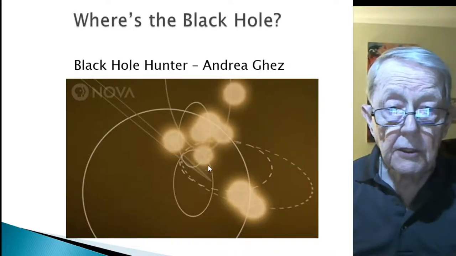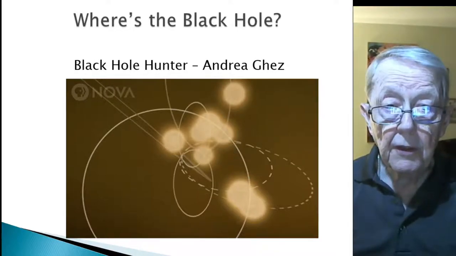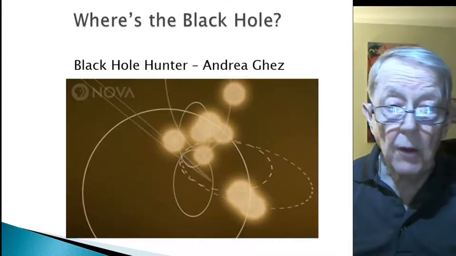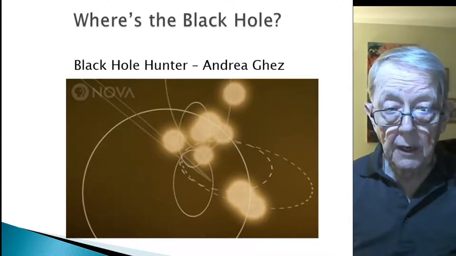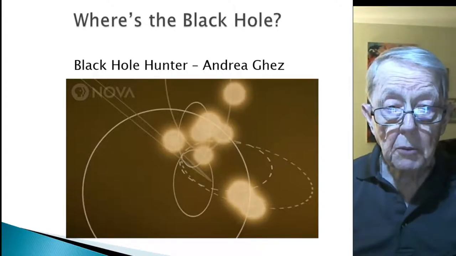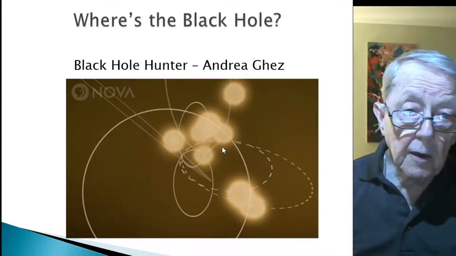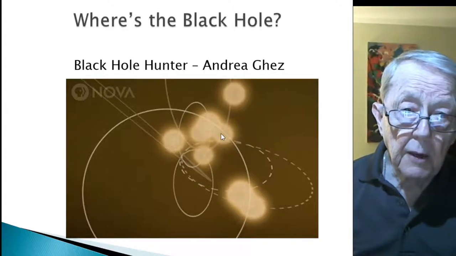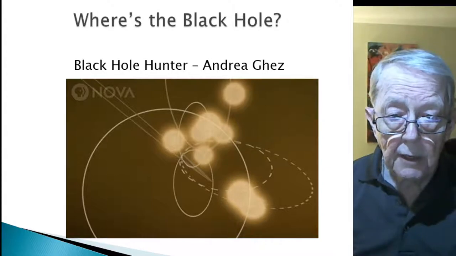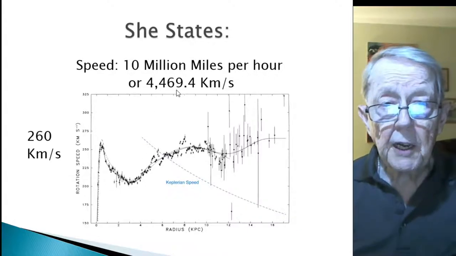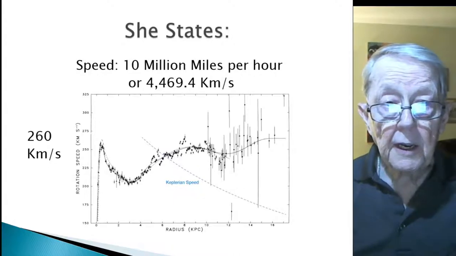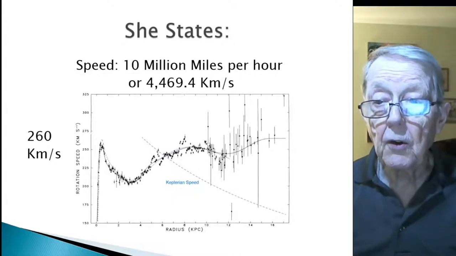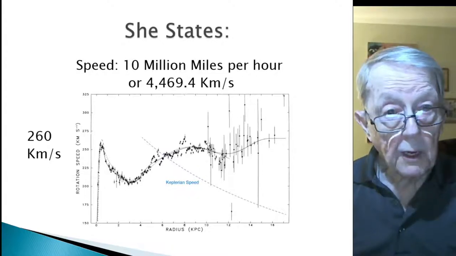And she concludes, because there is nothing there, that the thing that's making these things go around the way they're going is that there must be, there just has to be a black hole somewhere in there. Presumably you could figure out where it is. Maybe up in here, you kind of want a balance of all these things as to where that thing is. Well, she also states in their video that the speed of these stars at the center of the galaxy is 10 million miles per hour. I calculated it as 4,469.4 kilometers per second. That's fast.